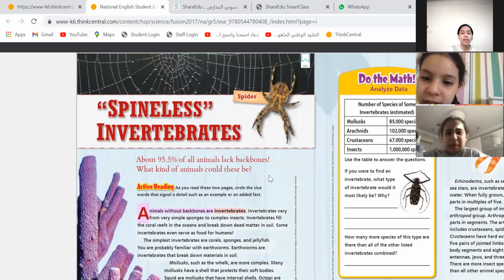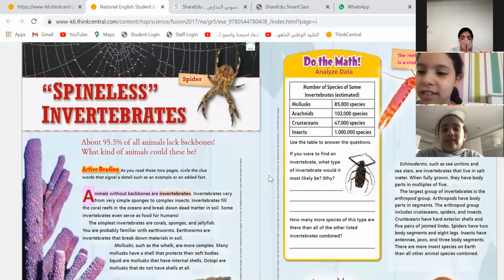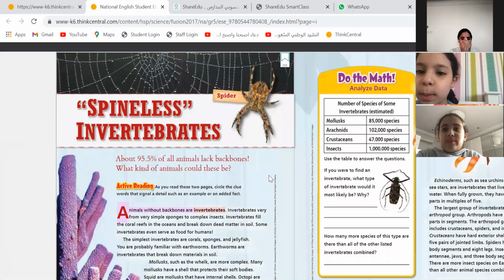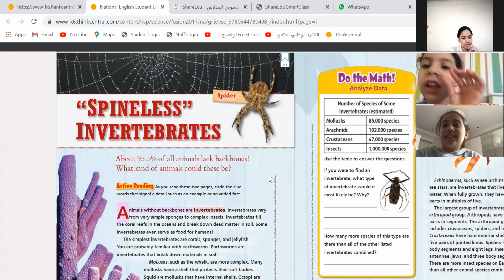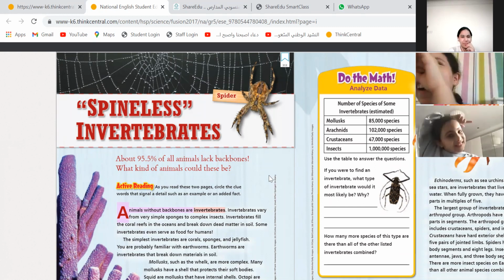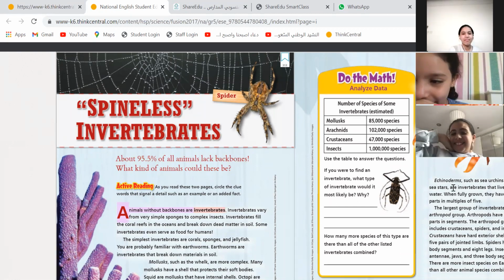So, what do you learn about invertebrates? All invertebrates are what? They don't have a backbone. Okay, very good. They don't have a backbone. What else? They don't have a skeleton. How do they feel? They're really spongy. Spongy and soft. They feel soft. The texture is soft.